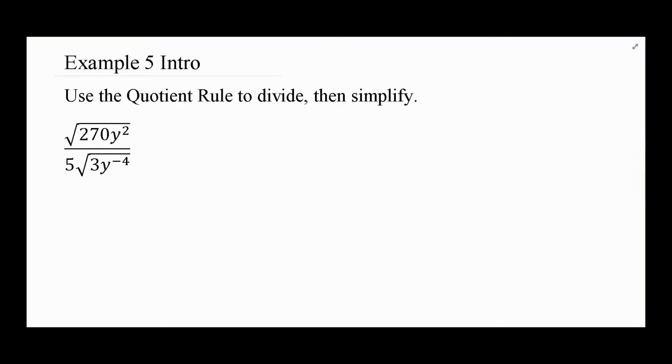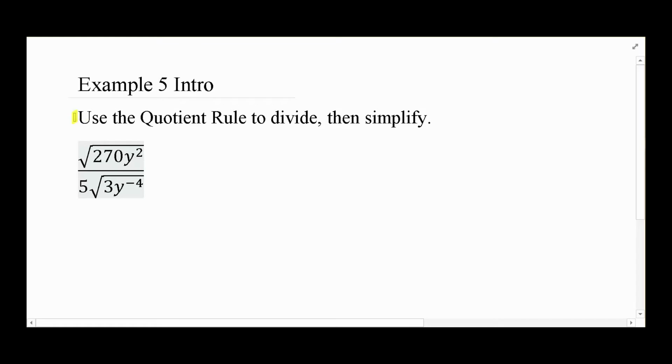So I want to walk you through and point out, use the quotient rule is going to tell you to do something. So the quotient rule, remember, is this rule that says if I have a radical of a fraction, I could write it as a radical on top and a radical on the bottom. But that can also go the other way. It can say if you have a radical on the top and bottom, you can write it as one big fraction. And so that's what's going to happen in this case, is we're going to write this as one big fraction.